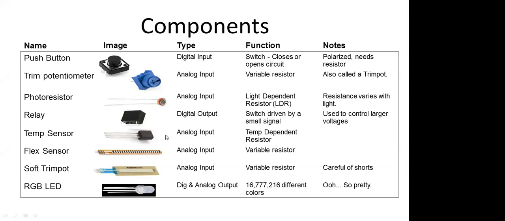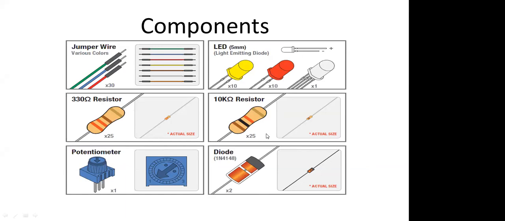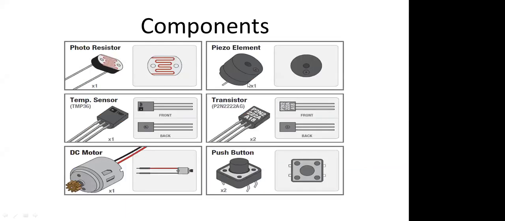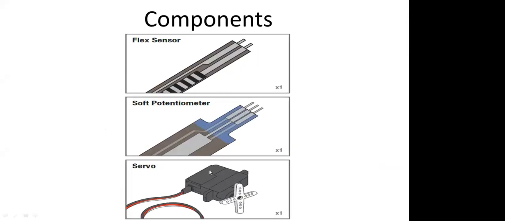Over here, the temperature sensor is an analog input. The flex sensor is also an analog input. The soft trim pot is also an analog input, or you can say a variable resistor. With the RGB LED, you can give analog output or digital output. These are a few more detailed components that you can see. Photoresistor, piezo buzzer, piezo element. I'm going to tell you about the piezo element also today, how we can use it. This one is a temperature sensor, this one is a transistor, this one is a DC motor, this one is a push button. You can use all these things over here.